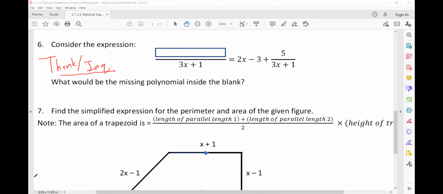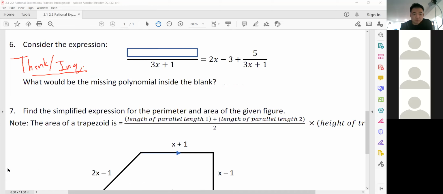Any thoughts? It's not easy, so don't expect people to get it right away, but anyone want to offer a guess as to what they might have tried?